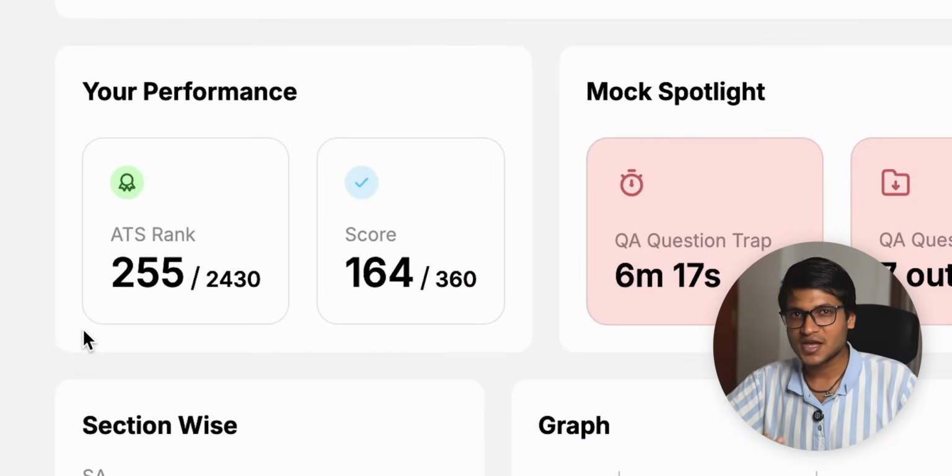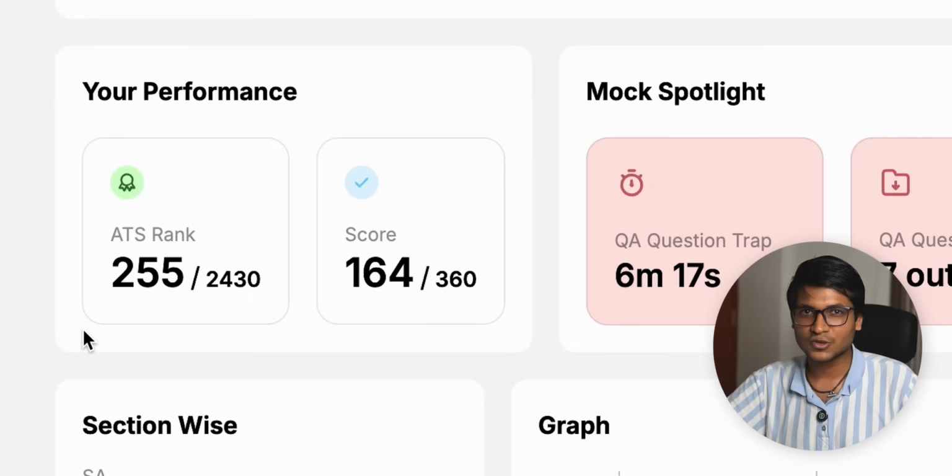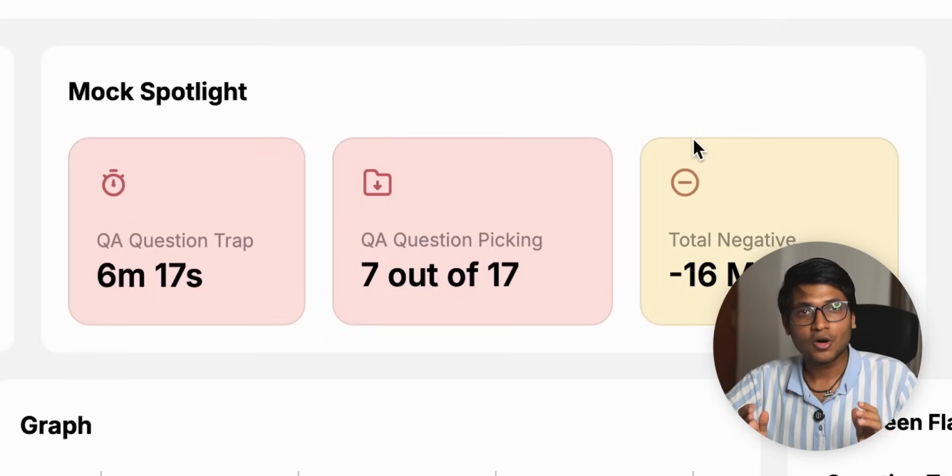We give the ranks as per ATS, which is what IIM Indore follows. We do not just arrange the marks in a descending order and rank them. That is not what IIM Indore does. That is not what we do either. And we talk about mock spotify.